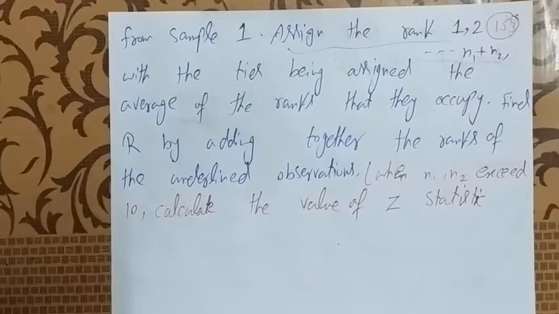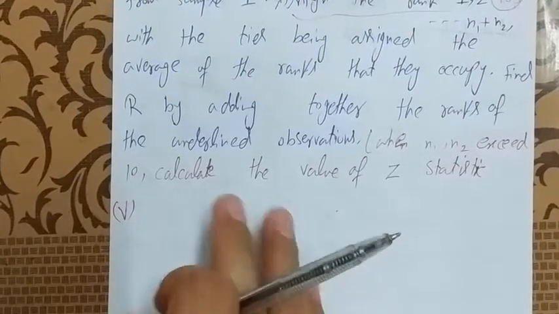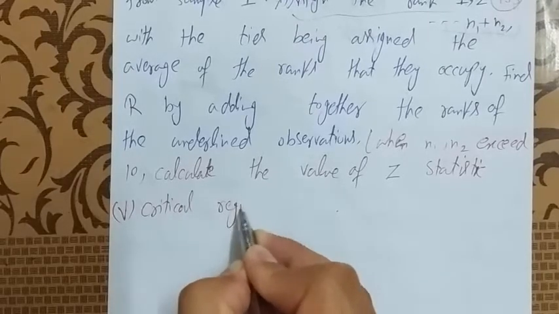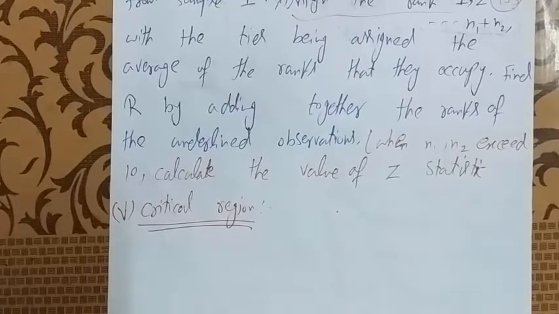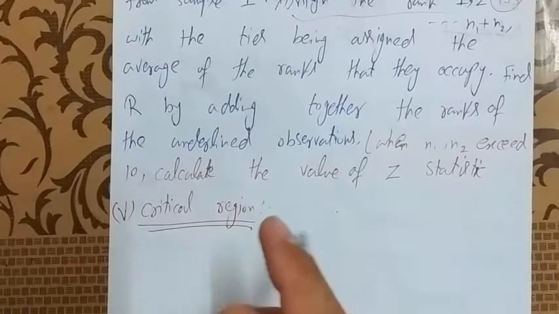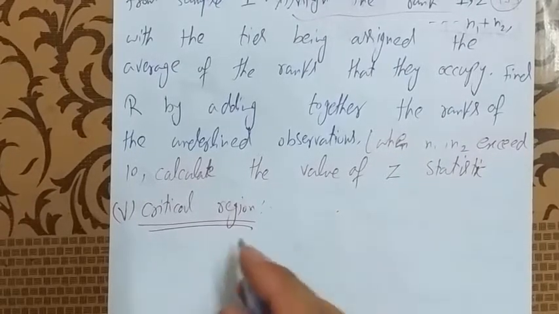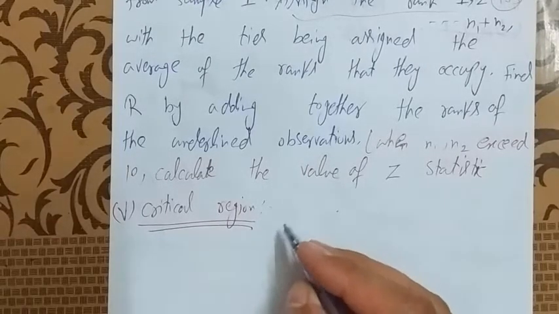In the 5th step, students, find out the critical region. How do we find the critical region? Students, keep in mind the value of alpha, that is the significance level, which we wrote in the previous section, 0.05, and check the value from the table. And how do we check the value from the table?